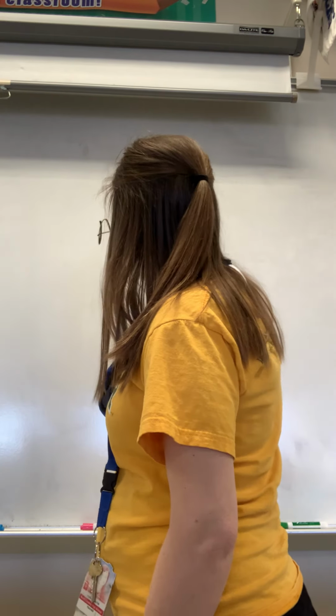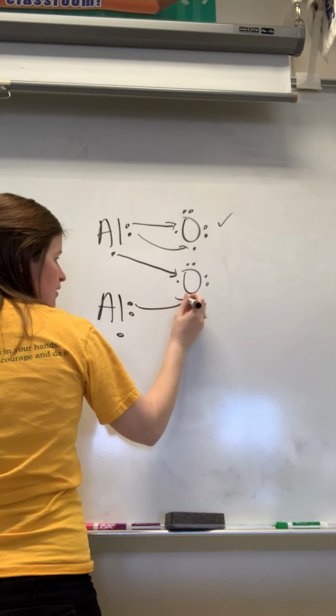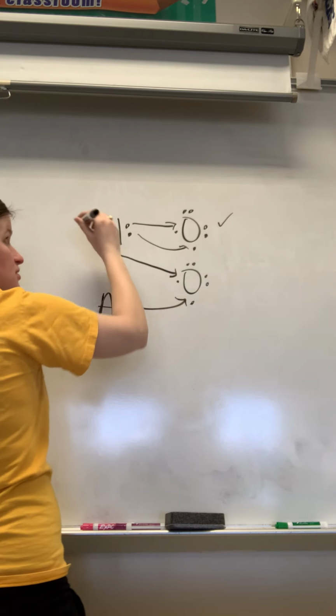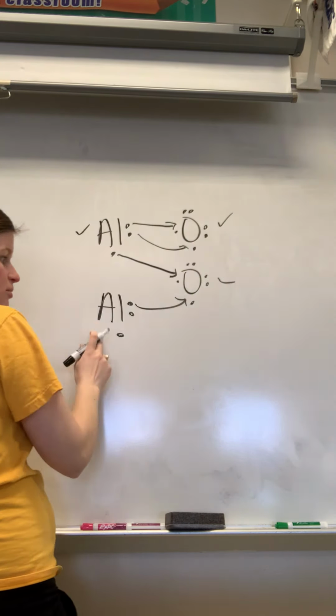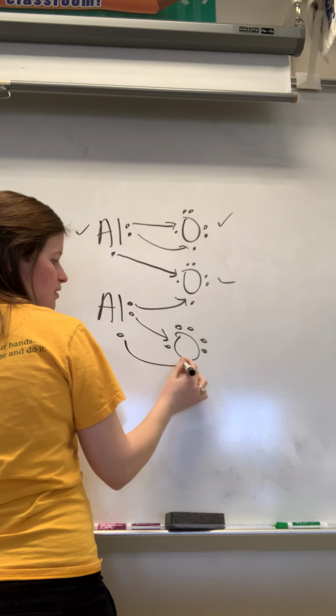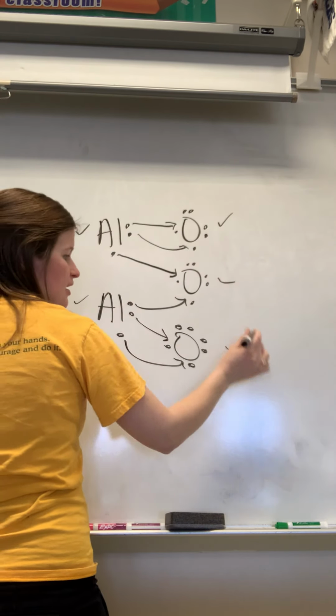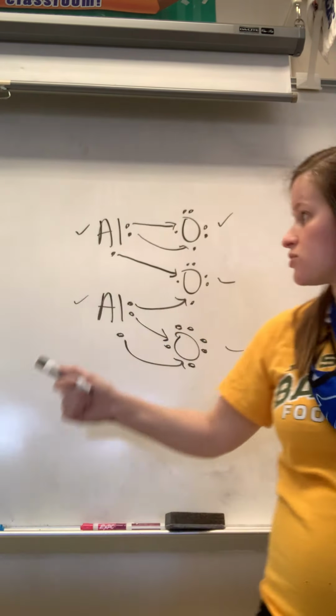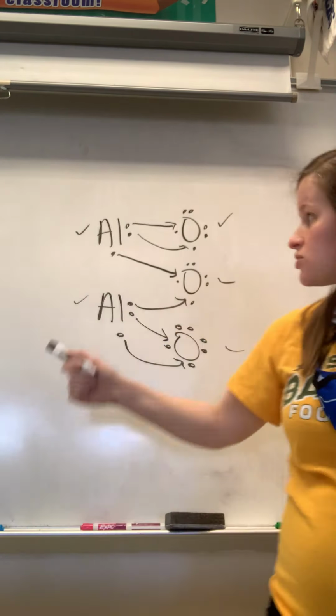Now aluminum's good, but oxygen's not, so I add an aluminum. Okay, now oxygen's good, so aluminum's good, oxygen's good, but this aluminum's not, so I need to add another oxygen. And now everybody is good. And so it's still 2 aluminums and 3 oxygens. So no matter how you want to look at it, you're getting the same formula.